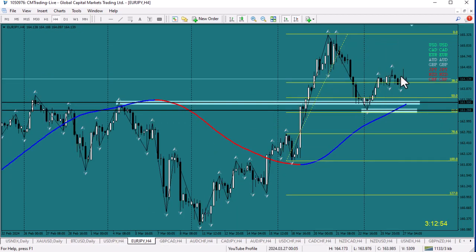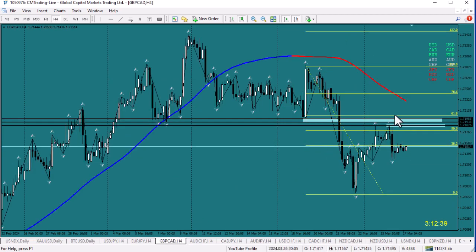In the euro yen, euro green zone, yen red zone, same scenario. No real consolidation patterns that I can trade here. Although it's consolidating, I would at this stage wait for a retracement. I would love to be long here, but not from those levels. In the pound CAD, I like to short this pound. I'm not after the pound short, but I'm after the CAD long. By shorting this, I will be in a CAD long.